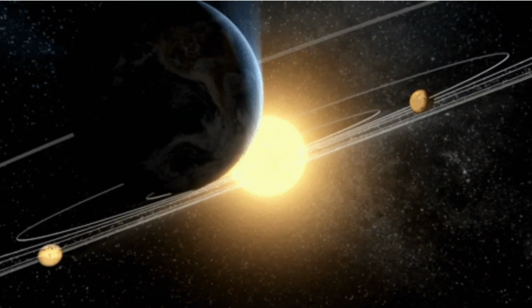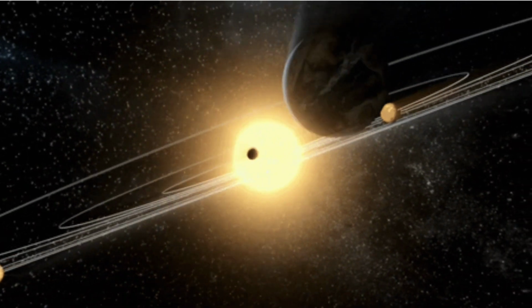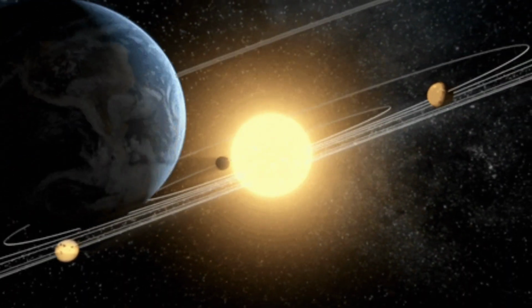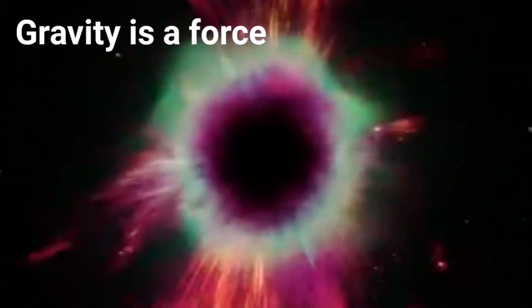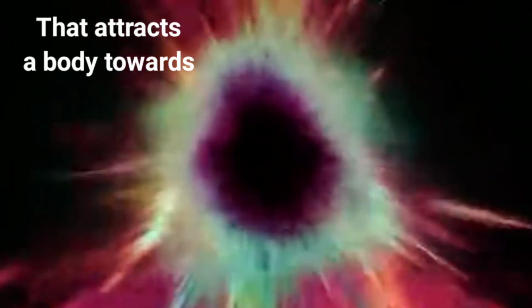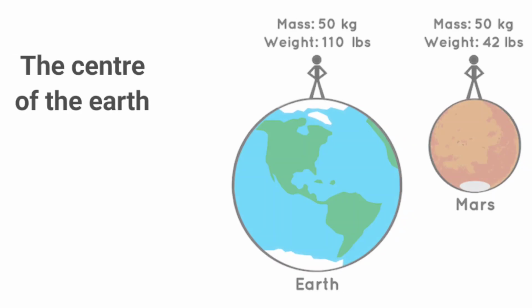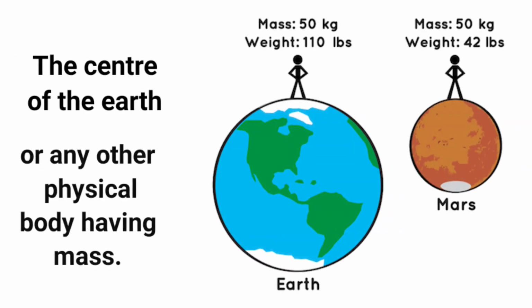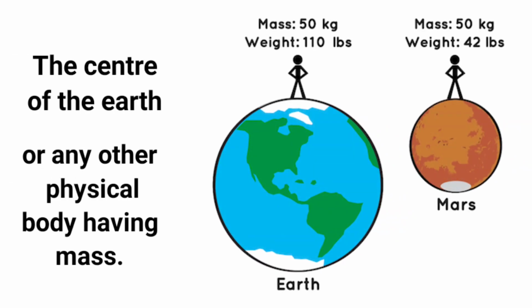Gravity keeps the planets in orbit around the sun and the moon around the earth. Hence we define gravity as a force that attracts a body towards the center of the earth or any other physical body having mass.